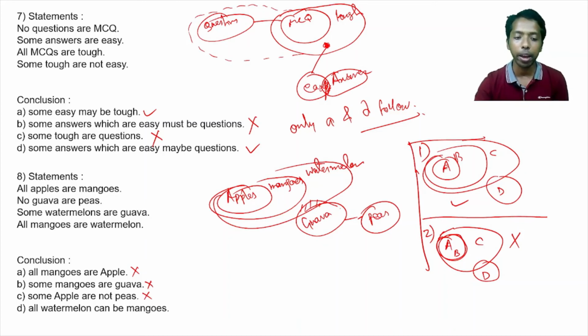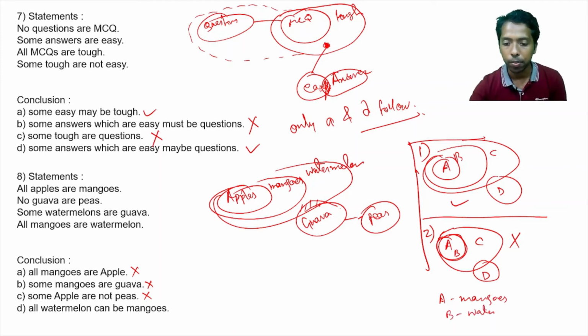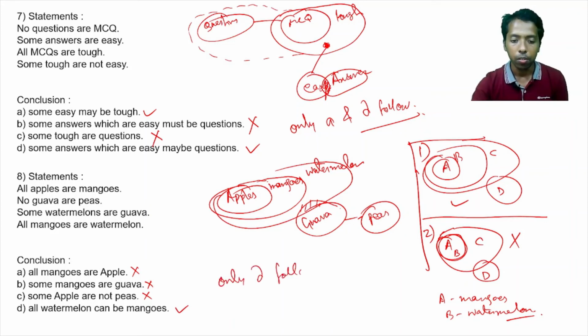All watermelon can be mangoes. This is true. Why? Because all apples are mangoes, all mangoes are watermelon, but it's saying that all watermelon can be mangoes. Why am I saying this is correct? See, if we draw it like this, take A here for mango and B here for watermelon. Can you correlate right now? So all watermelon can be mangoes. Now it's true, right? The area for mango and watermelon can be same. At that time it can be followed. So this is a possibility scenario. So this is correct. So only D follows.